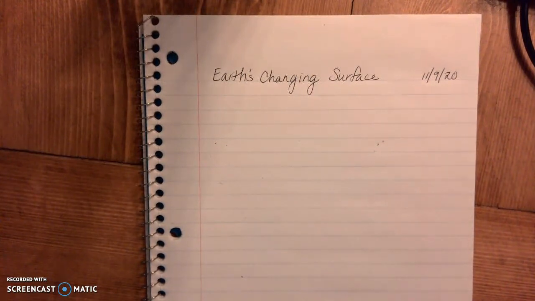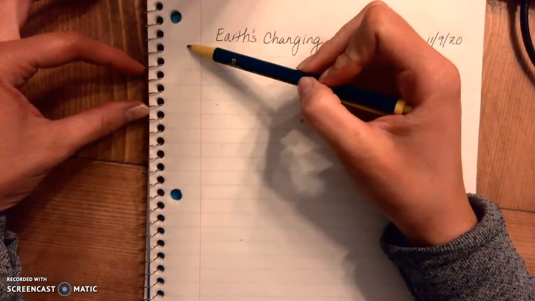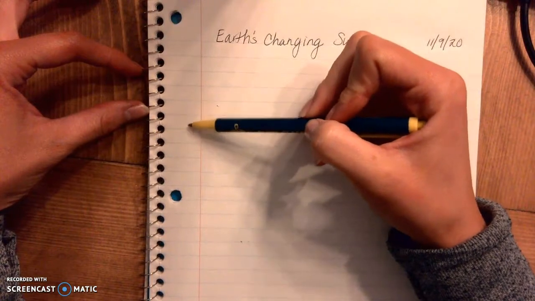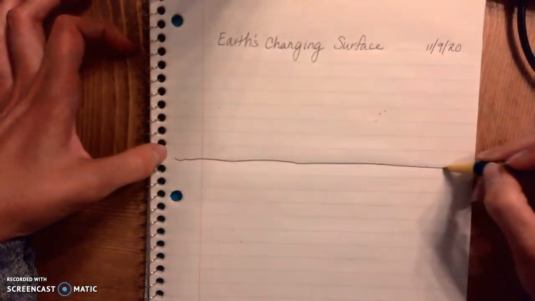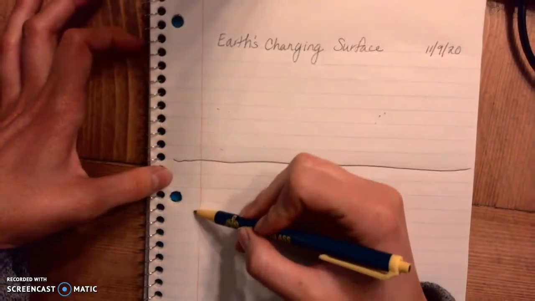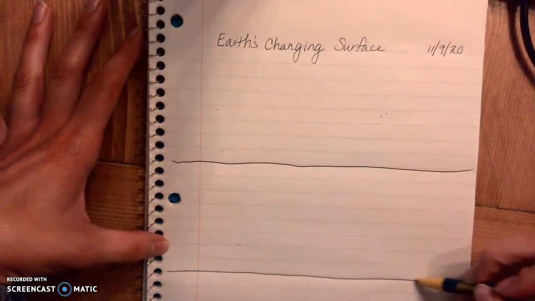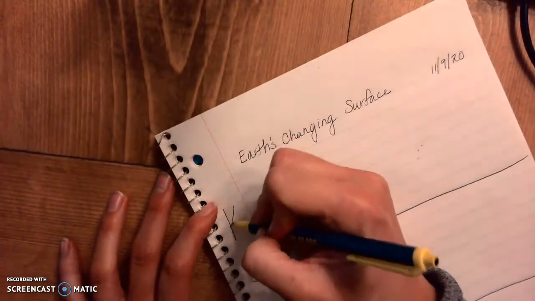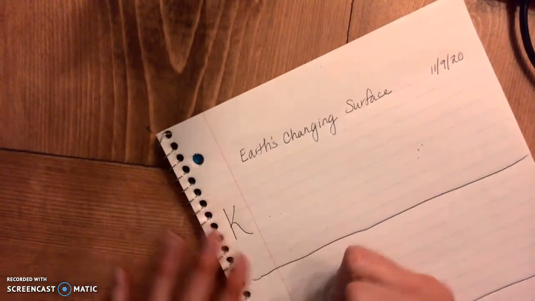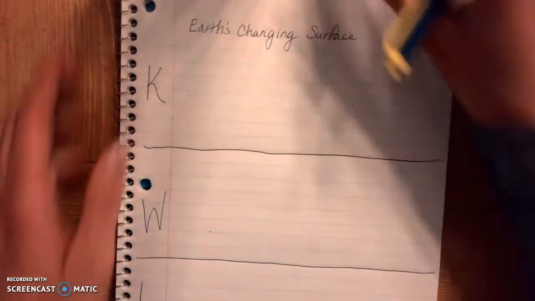Okay, next what we're going to do is we're going to count out 8 lines. 1, 2, 3, 4, 5, 6, 7, 8. And then we're going to draw a line below. Again, 1, 2, 3, 4, 5, 6, 7, 8. And draw a line below. And we're going to write K, W, and L. And you may have created charts like this in the past. That's great. If not, that's okay too.